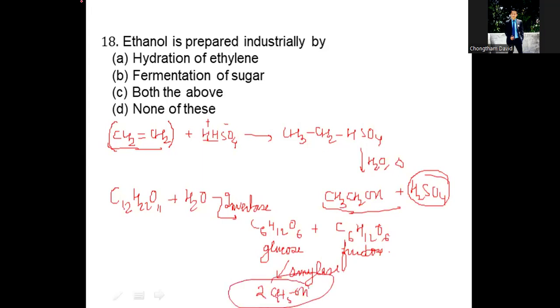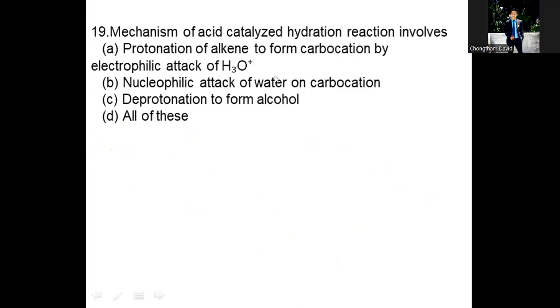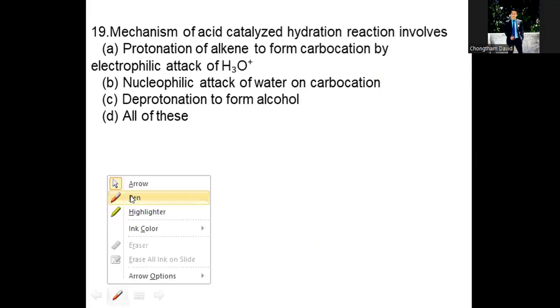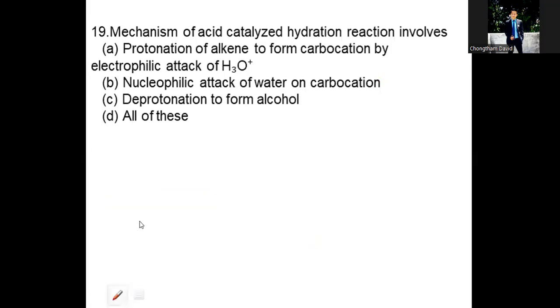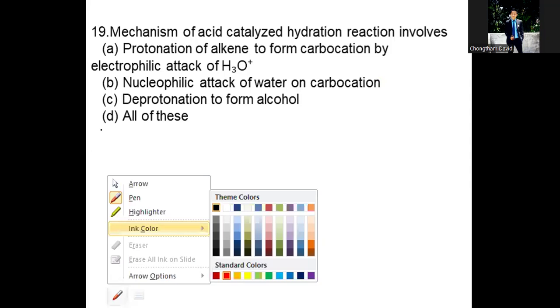Now, either by hydration or fermentation of sugar, the question is asking, ethanol is prepared industrially, that is on a large scale, by both of the methods. But the most common one is the second method, the fermentation process. I hope it's clear. Question number 19. Mechanism of acid catalyzed hydration reaction involves. This is also a concept based question, an easy question. Just learn to remember all those basic things which you have learned in your NCERTs.